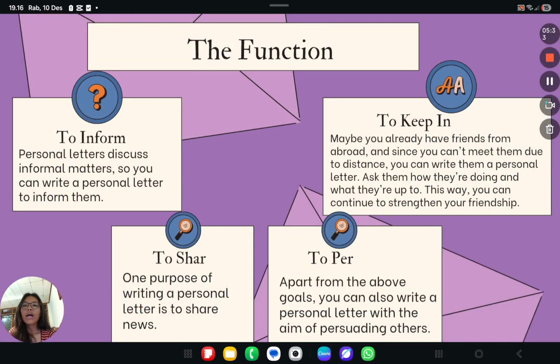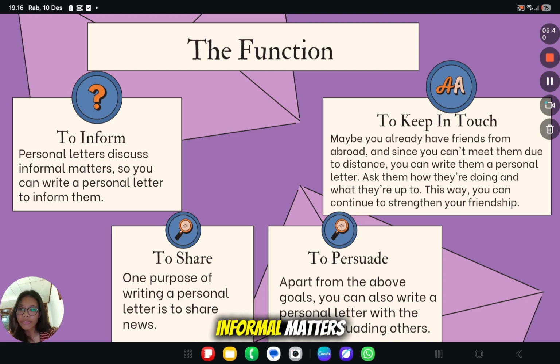Okay, so the function of the personal letter. First, to inform. Personal letters discuss informal matters, so you can write a personal letter to inform them. Second, to keep in touch. Maybe for example, you have friends from abroad, and since you can't meet them due to distance, you can write them a personal letter. Ask them how they are doing and what they are up to. This way, you can continue to strengthen your friendship.